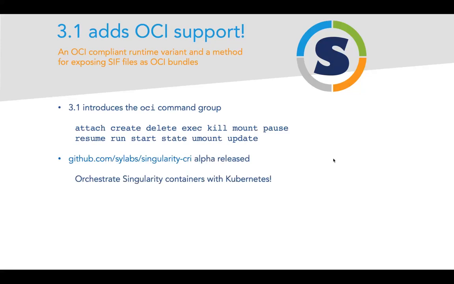Concurrent with this effort, we've also been working on another project, Singularity CRI. This is a CRI shim for Kubernetes, and it was released in alpha a few weeks ago. Basically with these two things together, it's now possible, and people are doing this every day at this point, to orchestrate your Singularity containers through Kubernetes. So this is really a big step for Singularity.